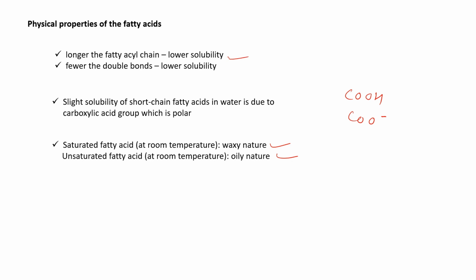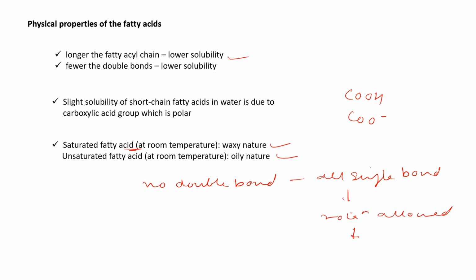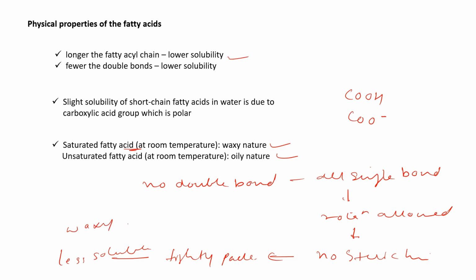That is why the saturated fatty acid is of waxy nature, because no double bond. No double bond means all single bond. All single bond means rotation is allowed, which means less steric hindrance or no steric hindrance. No steric hindrance means they can tightly pack with each other. If they are tightly packed, that means they will be less soluble and will be waxy in nature. The opposite is true for unsaturated fatty acids.